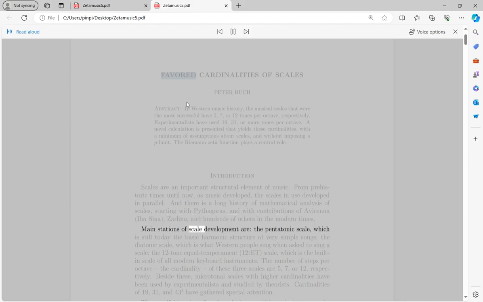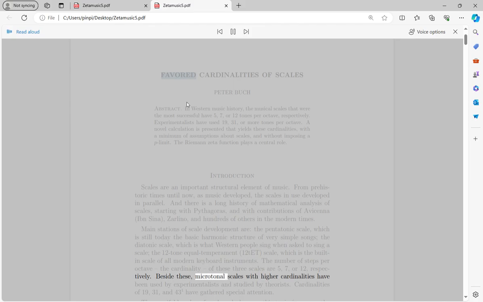Main stations of scale development are the pentatonic scale, which is still today the basic harmonic structure of very simple songs, the diatonic scale, which is what Western people sing when asked to sing a scale, and the 12-tone equal temperament, 12-TET scale, which is the built-in scale of all modern keyboard instruments. The number of steps per octave, the cardinality, of these three scales are 5, 7, or 12, respectively.